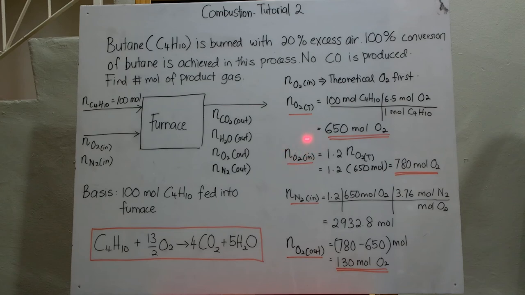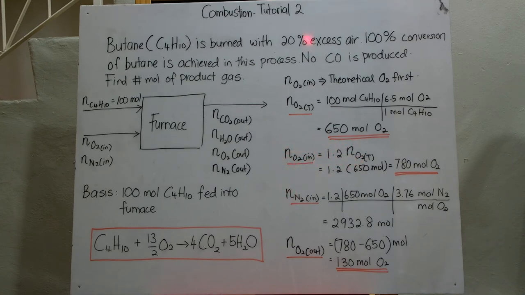So to find the oxygen in, it is equivalent to 1.2 times the theoretical oxygen. This is actually a modification of the previous equation for finding actual air, which equals the excess air fraction times the excess air theoretical. So we modify it, but we can use that equation also for oxygen. We use this equation to find the actual number of moles of oxygen that goes in.